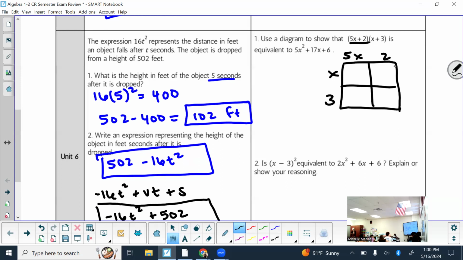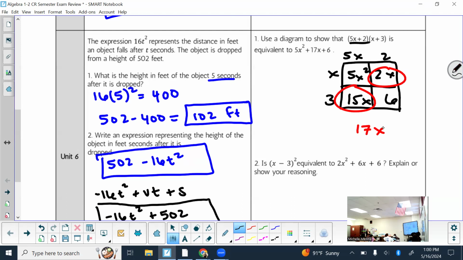And then each individual box is like finding the area, so multiplying the dimensions. What's 5x times x? 5x squared. What's 2 times x? What is 5x times 3? And then for this one, what's 2 times 3? And then when you combine like terms, we have a like term here and here. What's 15x plus 2x?